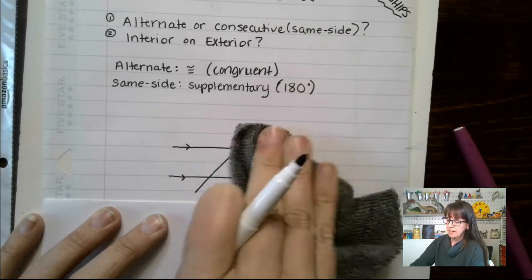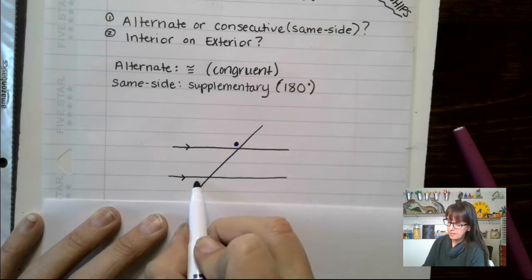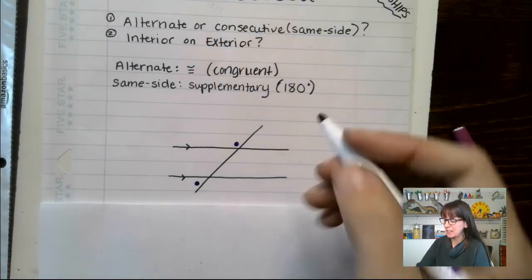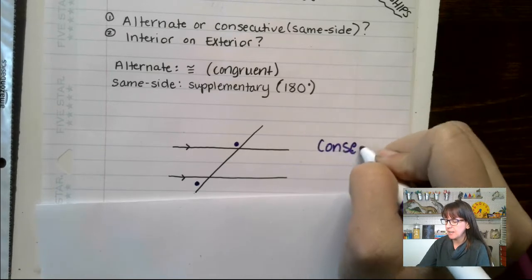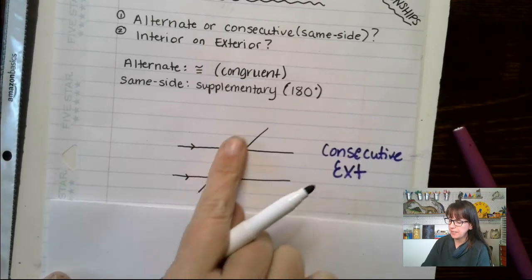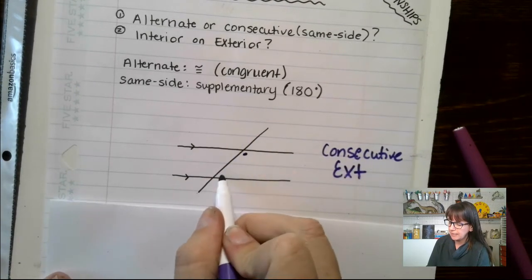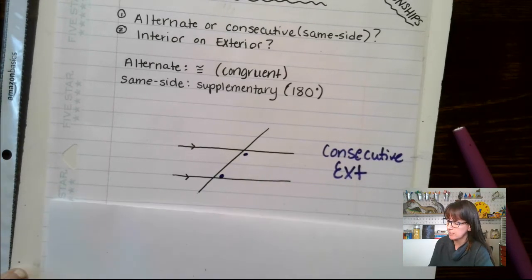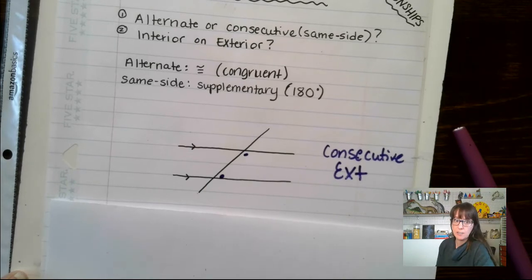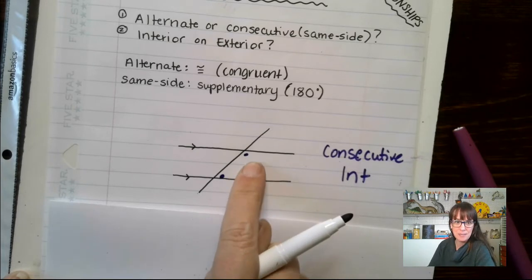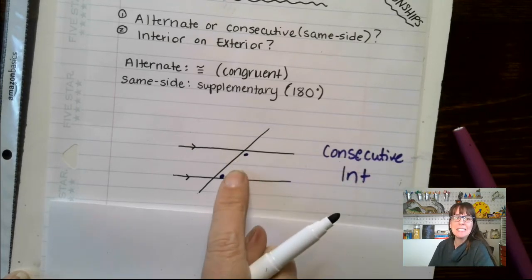Now these would be on the same side, so they are consecutive, and they are on the exterior, on the outside. So these would be consecutive exterior. For consecutive interior, you can have something like this, or you can have these two angles over here. You can do them two different ways. They're consecutive interior. Let me fix that for you. These are on the same side of the transversal, a.k.a. consecutive, and they are inside the lines.